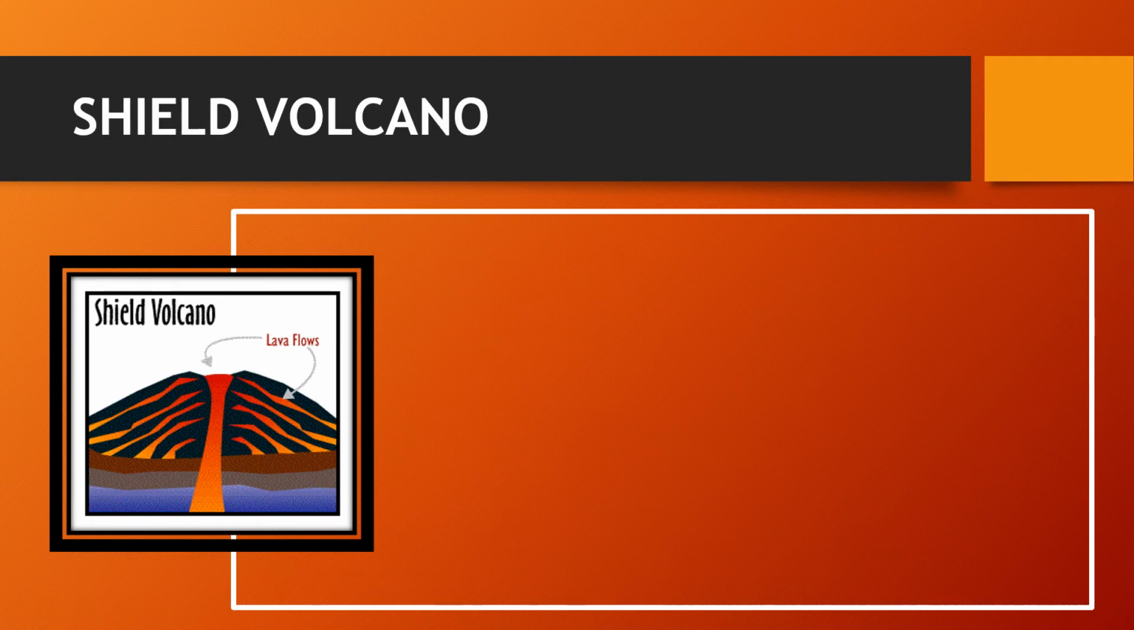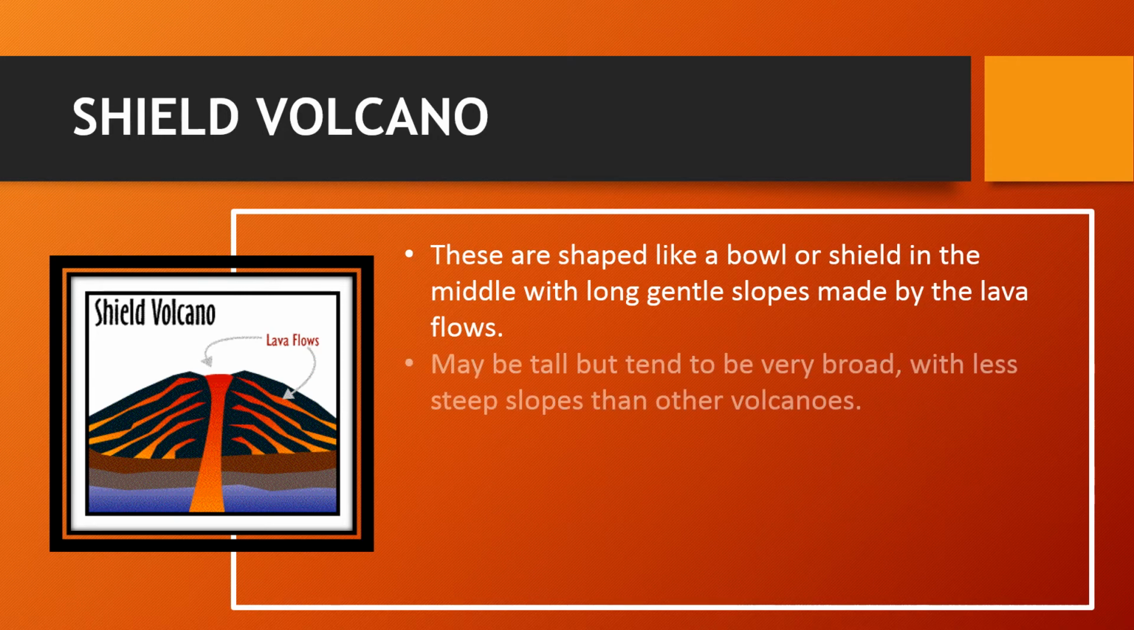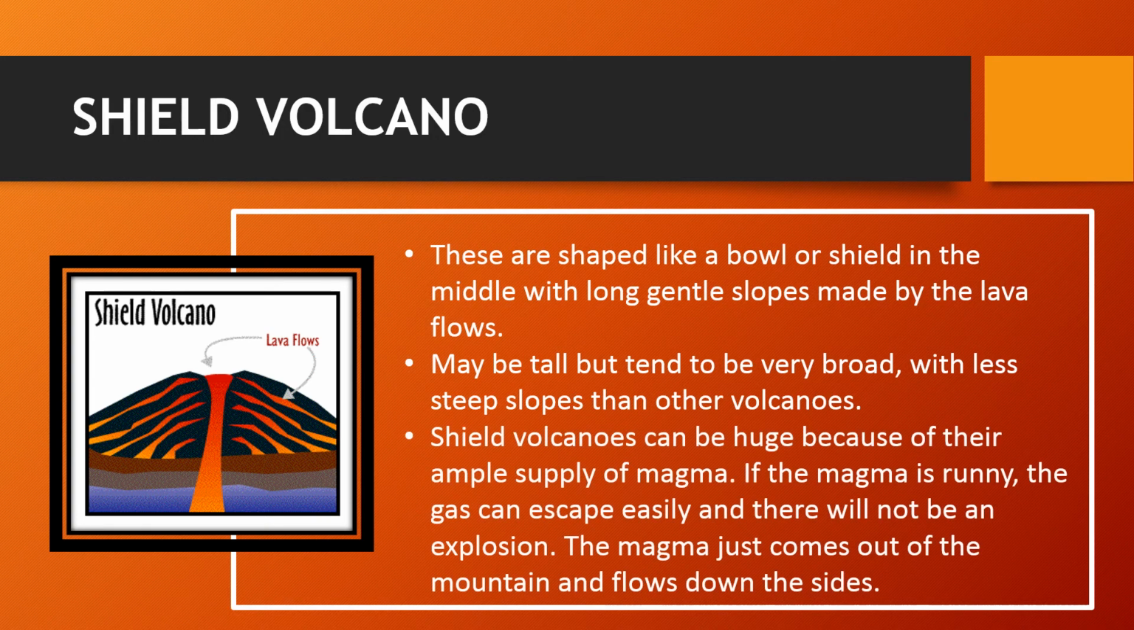And the last type of volcano is what we call the shield volcano. A shield volcano is shaped like a bowl or a shield in the middle with long gentle slopes made by the lava flows. It may be tall but tends to be very broad with less steep slopes than other volcanoes. Shield volcanoes can be huge because of their ample supply of magma. If the magma is runny, the gas can escape easily and there will be no explosion. The magma just comes out of the mountain and flows down the sides.